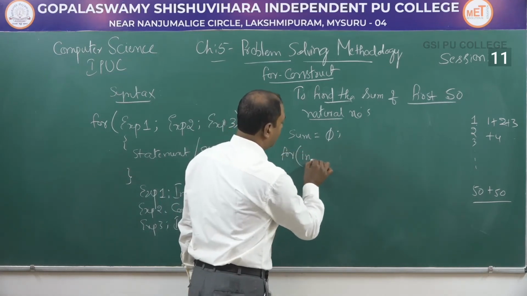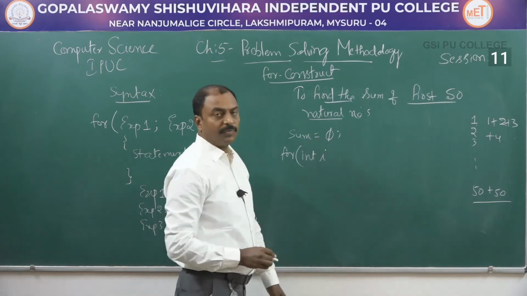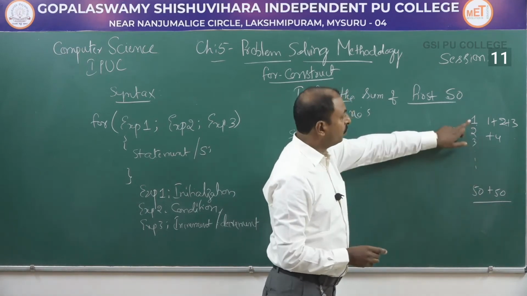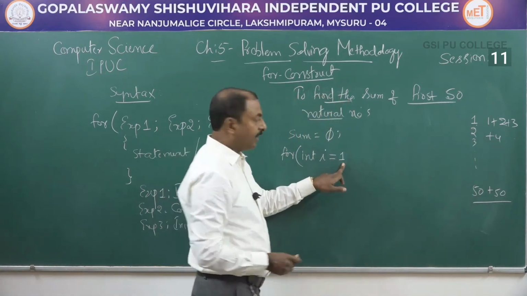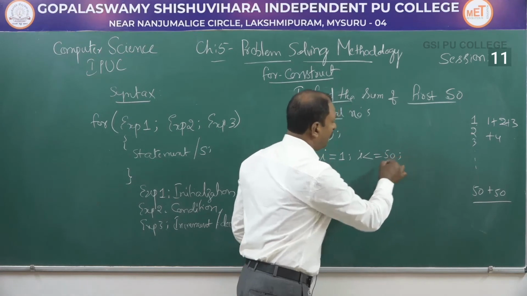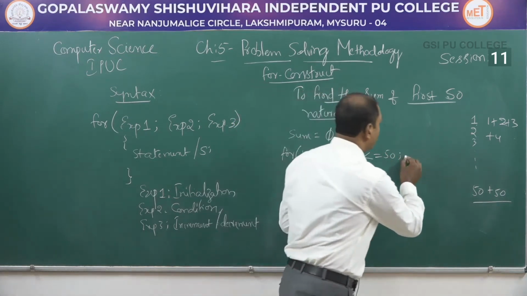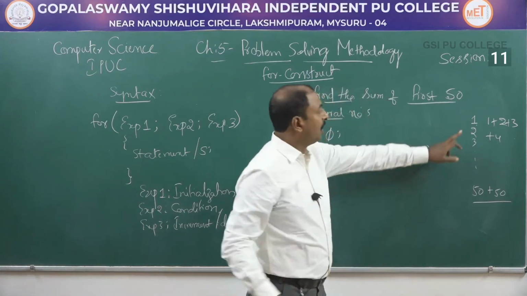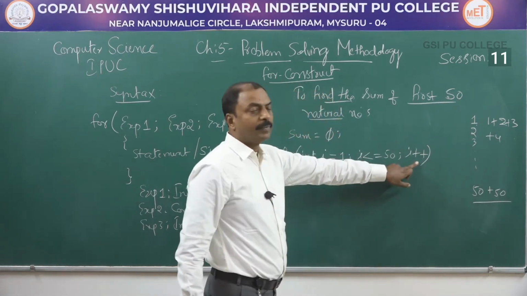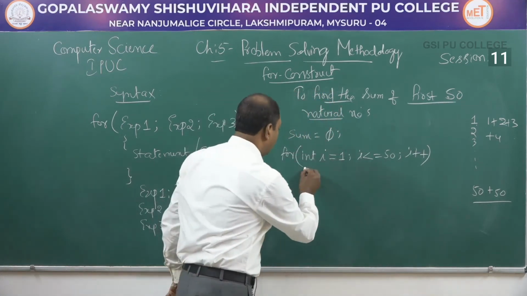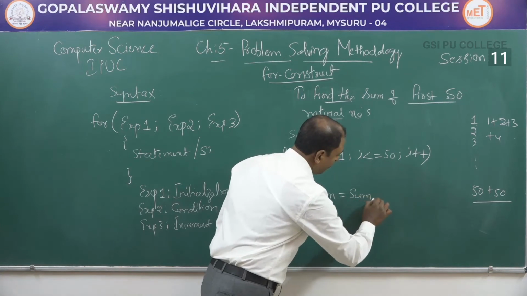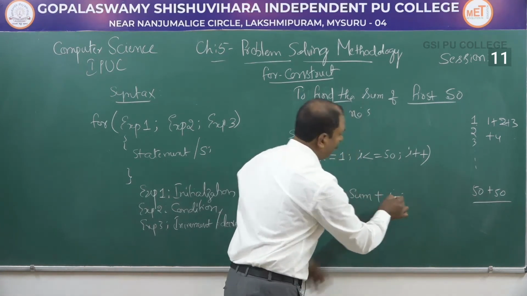Here I can write a loop control variable I equals 1 because I want to add numbers from 1 to 50. Starting value is 1, initialization, semicolon, condition is I less than or equal to 50, nothing but the final value. Then it is incremented by 1, because after 1, 2, 2 plus 1, 3, 3 plus 1, 4, up to 50, the value is incremented by plus 1. In between this, we have to write sum equals sum plus I, sum plus variable I.